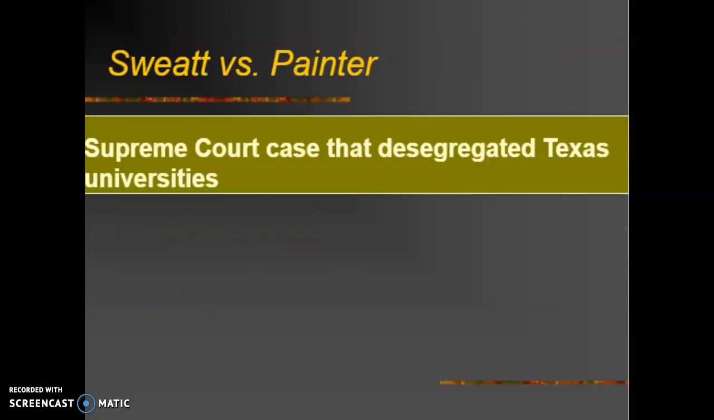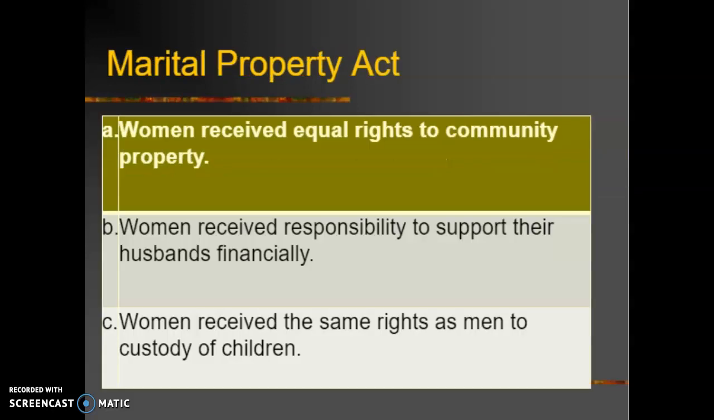Now we're going to move towards Texas a little bit, and there's a couple of things that were involved in this. Sweatt versus Painter was a civil rights Supreme Court case that desegregated Texas universities. This was mainly in the University of Texas that it started, but it works for any state university. We also have the Marital Property Act, which said that women received equal rights to community property. Women received responsibility to support their husbands financially, and women received the same rights as men in the custody of children.